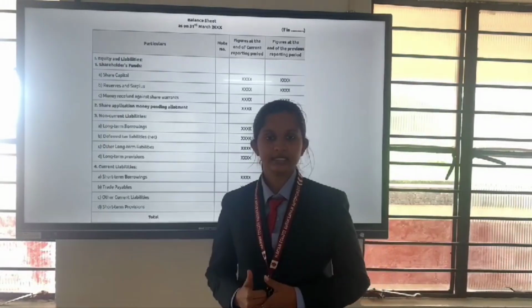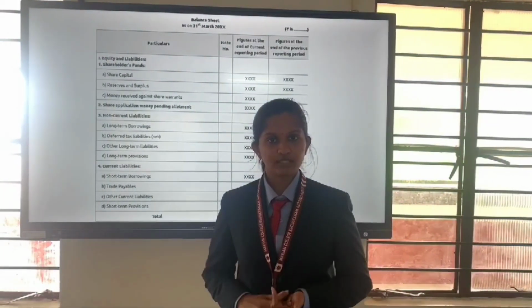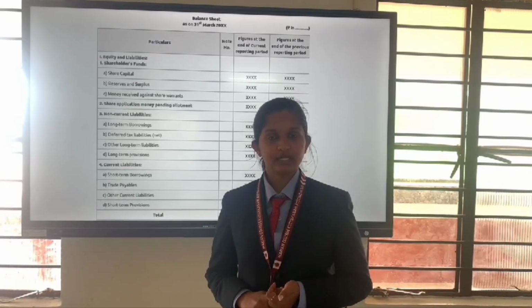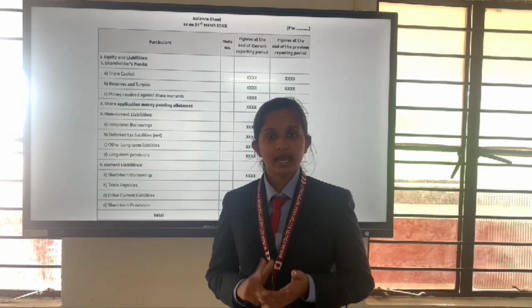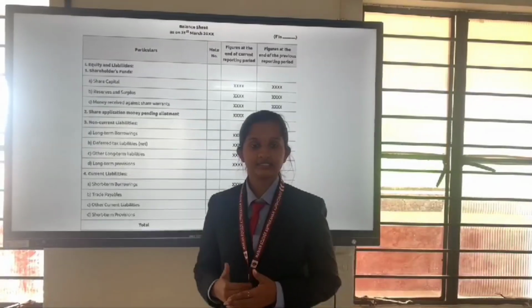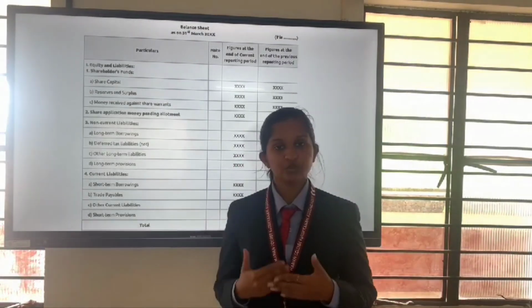The liabilities side includes 4 items: shareholders' funds, share application money pending allotment, non-current liabilities, and current liabilities. There are 3 items that come under shareholders' funds. The first one is share capital.